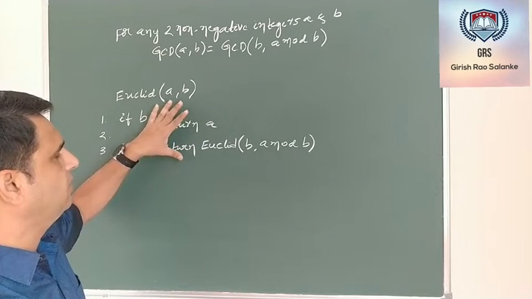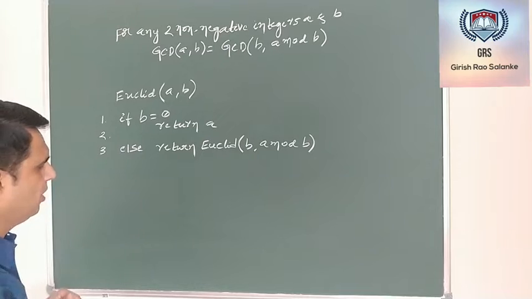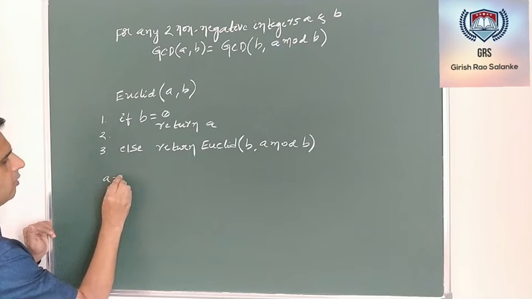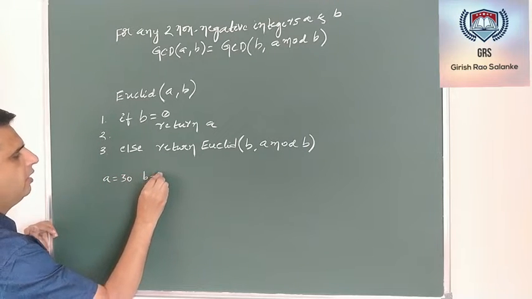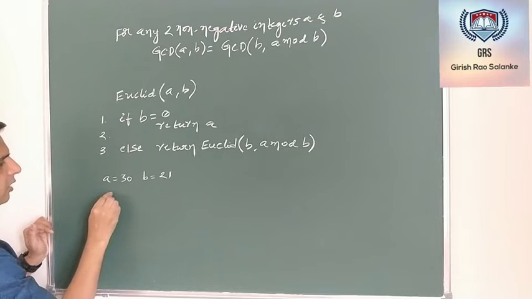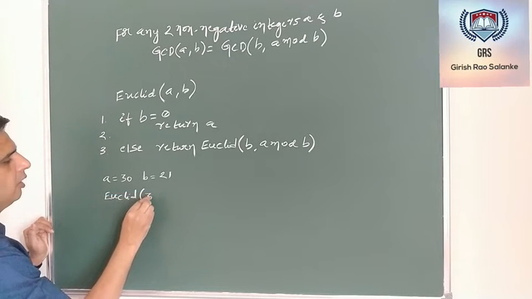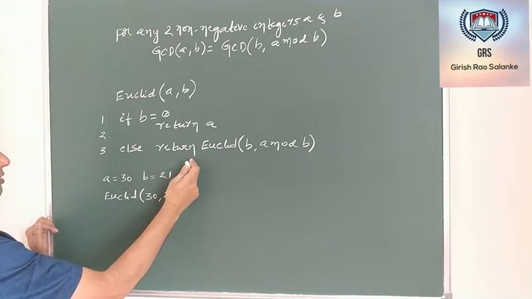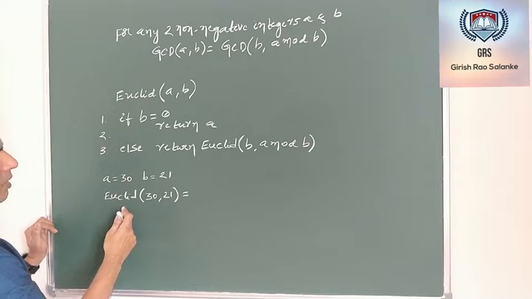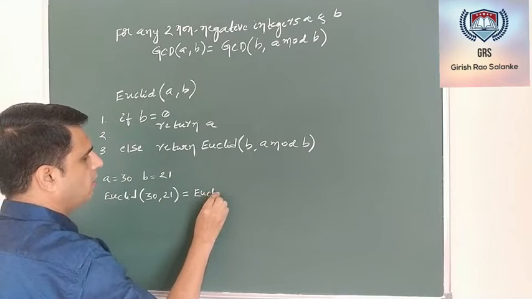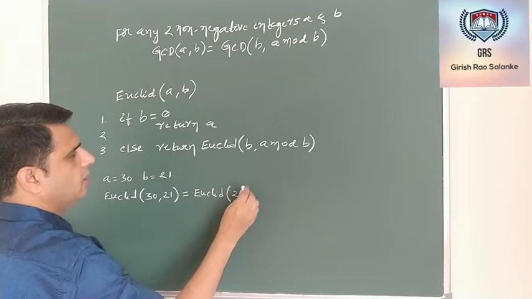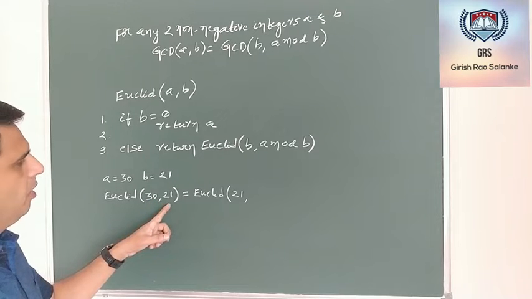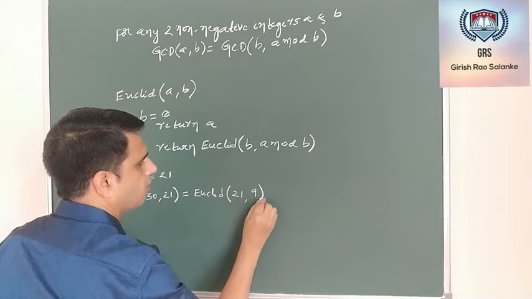Now let's try to apply this particular algorithm to some input. Let me take A as 30 and B as 21. Now if I call Euclid's algorithm, Euclid of 30 comma 21, what happens? Is B 0? No, so it will go for this particular part. So Euclid of 30 comma 21 is nothing but Euclid of B, which is 21, comma A mod B. Now 30 mod 21 is nothing but 9.